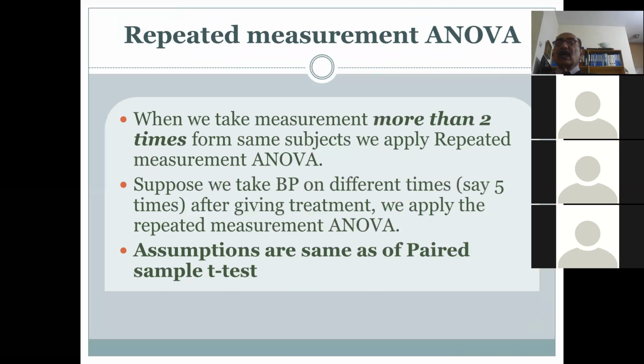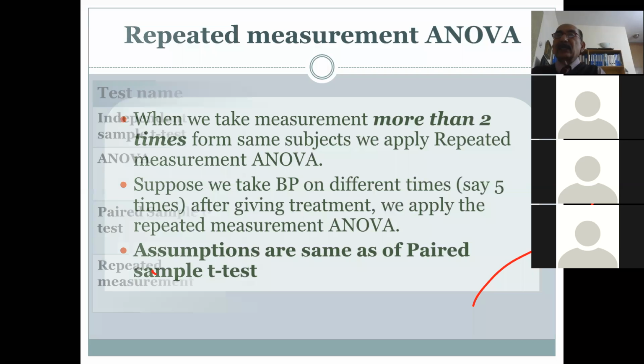Repeated measures ANOVA: when we take measurements more than two times from the same subjects, we apply repeated measures ANOVA. Suppose we take blood pressure at different time points, say 5 times after giving treatment, we apply repeated measures ANOVA. Assumptions are the same as for the paired sample t-test.